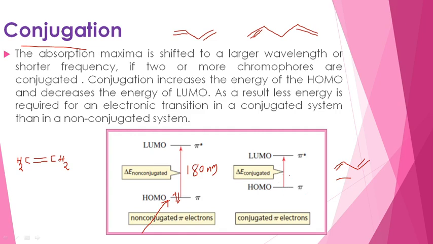Lesser energy means the energy factor is decreasing here. As the energy factor is decreasing, what about the wavelength factor? Energy decreasing, wavelength must increase. That means on increasing the conjugation, UV absorption shifts to longer wavelength, from 180 nanometer to greater than 180 nanometer. Maybe it is 225 nanometer or 250 nanometer, depending upon the substituents present on the conjugated system. Now, let us move to the next slide.